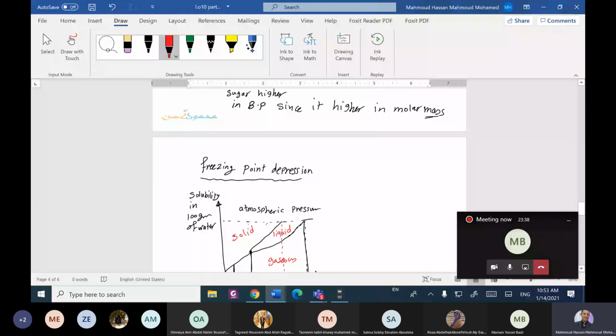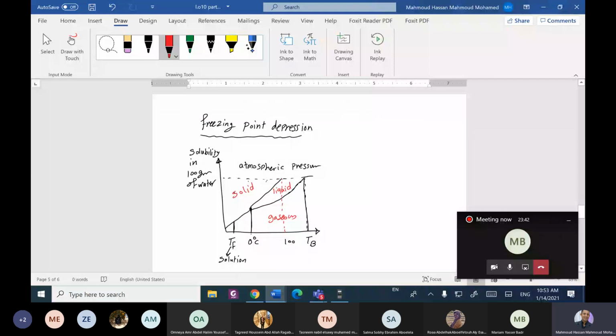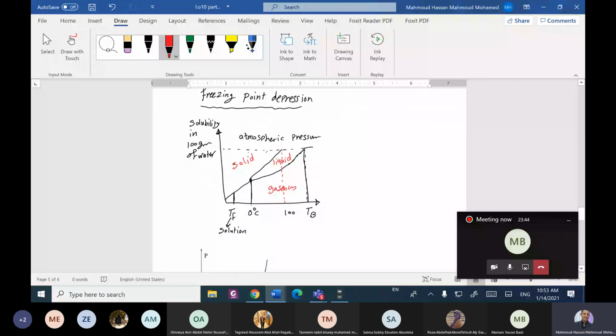Depression in the freezing point. We'll find firstly, when you're talking about the solubility of the substance in 100 grams of water, the pure solvent boils at 100 degrees and freezes at 0 degrees. In this case, we will find the substance will be in the liquid phase.